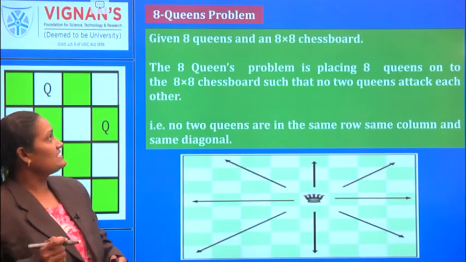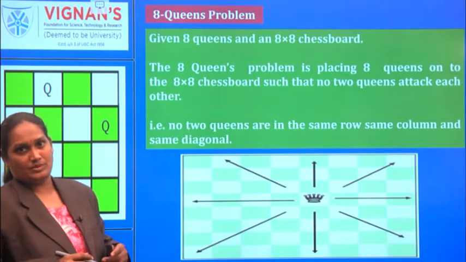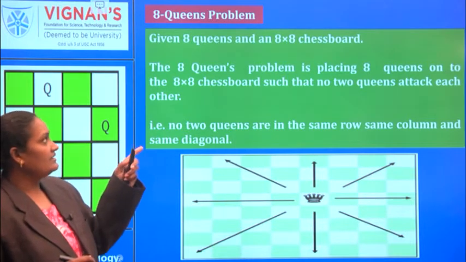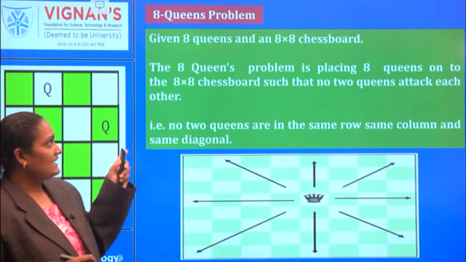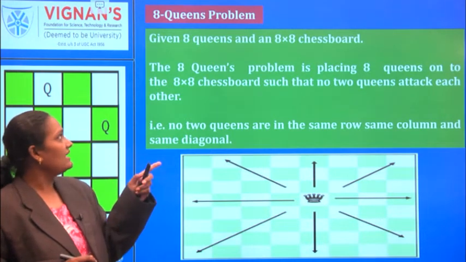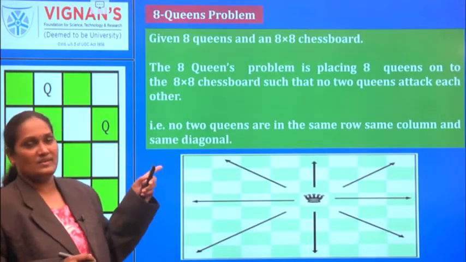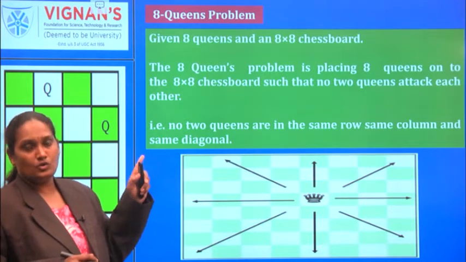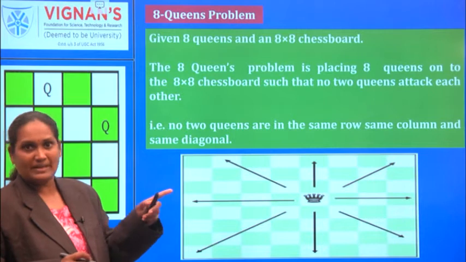Coming to the 8 queens problem. What is the 8 queens problem? What is the statement of the 8 queens problem? Given 8 queens and an 8 by 8 chessboard, the 8 queens problem is placing 8 queens onto the 8 by 8 chessboard such that no 2 queens attack each other. That is, no 2 queens are on the same row, same column and same diagonal.